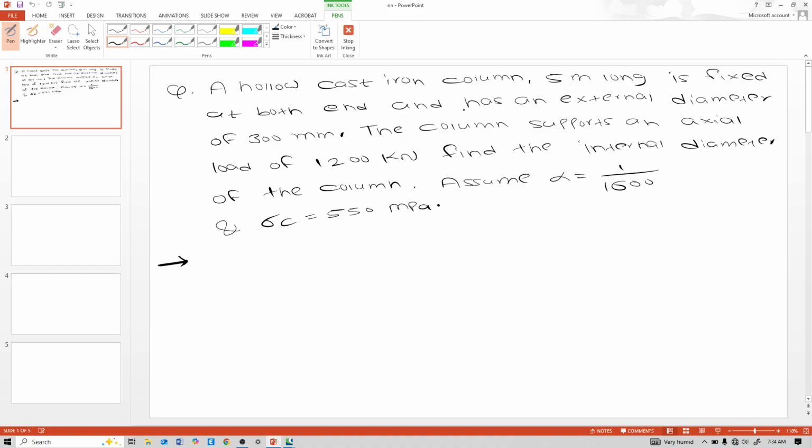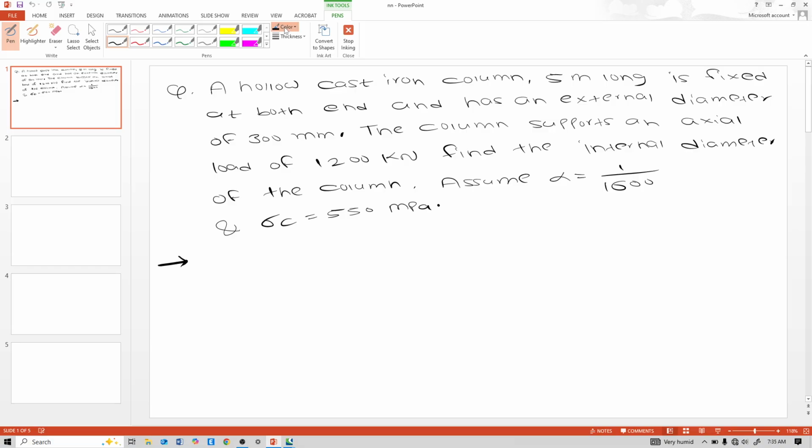ends are fixed and it has an external diameter of 300 mm. So they have given us that external diameter in the numerical. The column supports an axial load of 1200 kN. Find the internal diameter of the column. So this is our objective. Find the internal diameter. Assume alpha, the Rankine constant, is 1 upon 1600 for that cast iron column, and sigma c, that is the crushing stress, is 550 MPa.